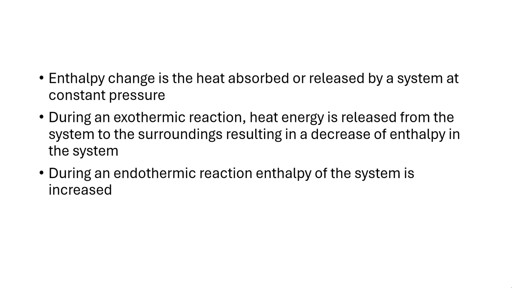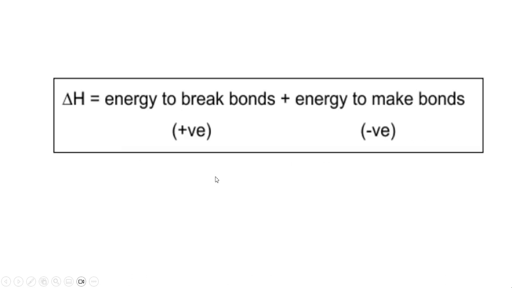So during an exothermic reaction, heat energy is released from the system to the surroundings. Because of this decrease, it's going to be negative delta H, because there's a decrease of enthalpy in the system. Energy got released. During an endothermic reaction, it's the opposite. Positive delta H, because the enthalpy of the system is increased. The system had heat added to it.